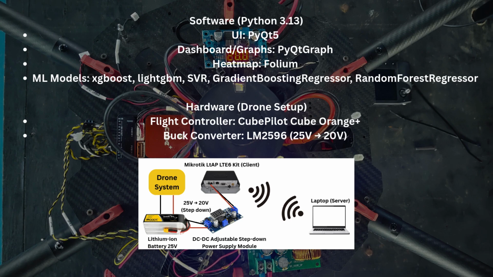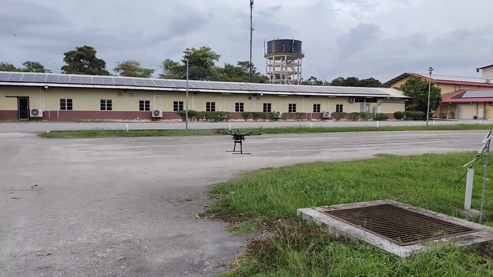On the hardware side, the core of the drone is the Cube Pilot Cube Orange Plus flight controller, with power managed by an LM2596 DC-to-DC buck converter that steps down 25 volts to 20 volts. The system's connectivity is illustrated by a 25-volt lithium-ion battery powering the step-down module to provide 20 volts to a MikroTik LtAP LTE6 kit, which acts as a client, which then wirelessly communicates with a laptop, which is the server of the system.